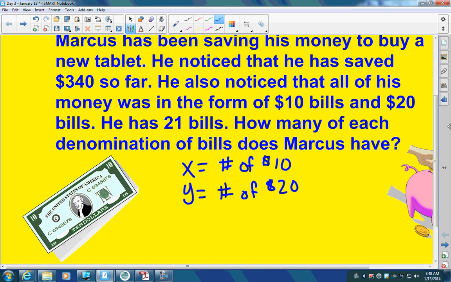Now, how many actual total bills does he have? Don't think about the dollar amounts.